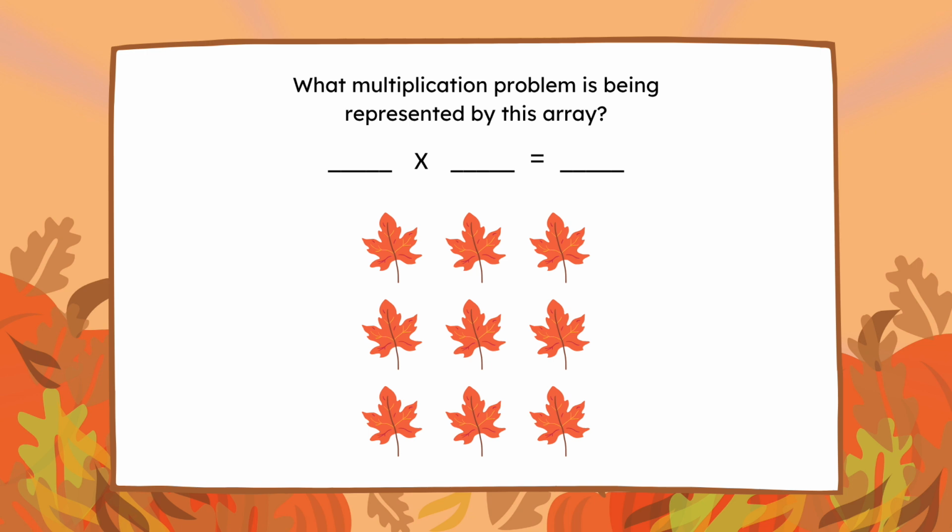Okay, here's another one. What multiplication problem is being represented by this array? So let's count how many rows. 1, 2, 3. 3 rows. 1, 2, 3. 3 columns. So it'd be 3 times 3 equals 9. There's 9 leaves.